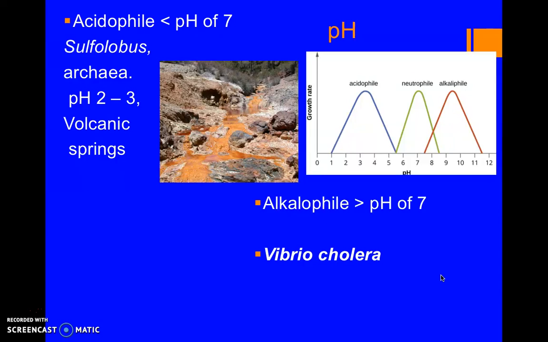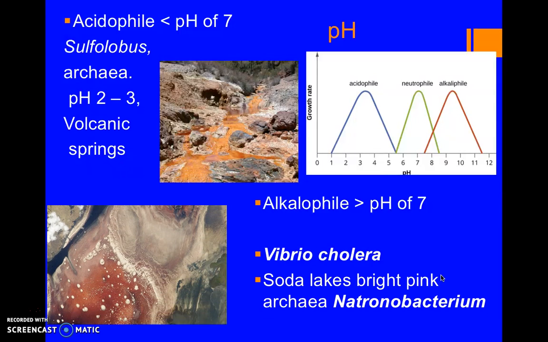We've already mentioned Vibrio cholerae when we described some general characteristics of prokaryotes in terms of shape. It's a comma-shaped cell, and it has essentially a single flagellum. If we look in the soda lakes of Africa, we can also find another alkaline-loving, above-pH-preferring bacterium called Natronobacterium.